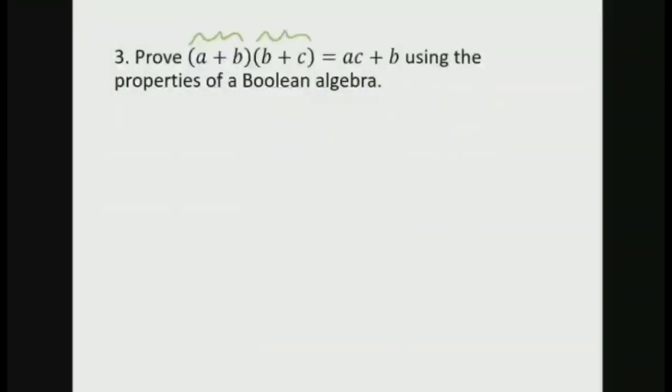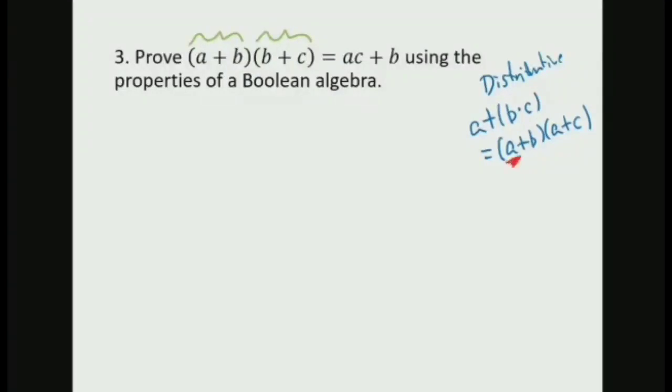Hi, it's now my turn to show you my example. Prove that (a + b)(b + c) is equal to a(c) + b. If we look closely, we see something like that in the distributive property, which says that (a + b)c is equal to (a + b)(a + c). And that's kind of the same with what we have, except (a + b)(b + c).